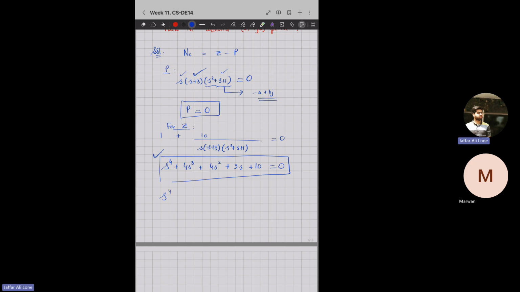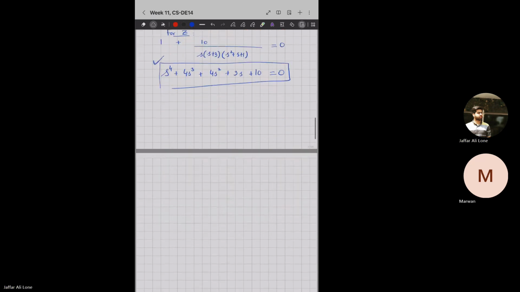My Routh array will be S4, S3, S square, S1, S0. So it'll be 1, 4, 10. This will be 4 and 3. This will be 16 minus 3 divided by 4. 16 minus 3 is 13, so it's 13 by 4, and this will be 10.